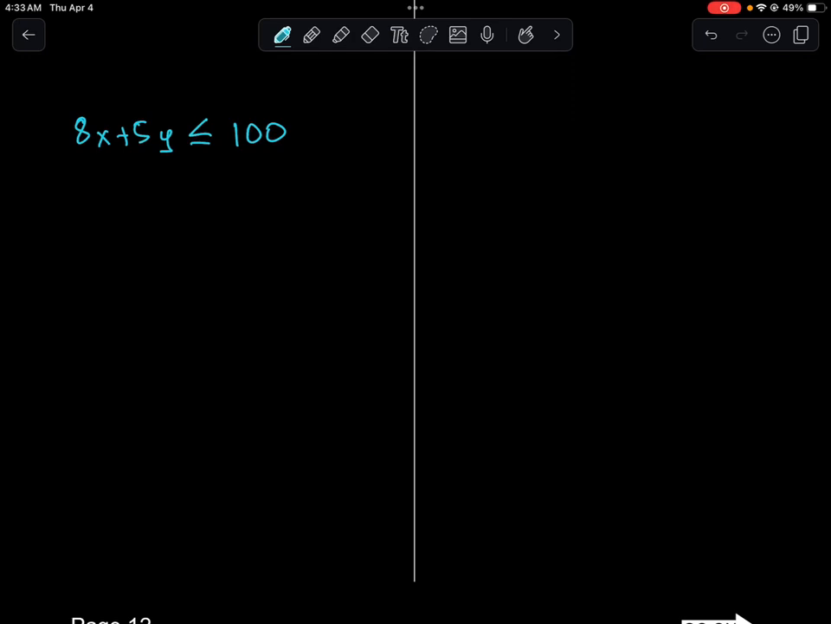How do I isolate the y? Same method. PEMDAS to the left, nothing to do. PEMDAS to the right, here nothing to do. Cross the bridge, the 8x needs to go. So negative 8x. When you subtract or add, the inequality remains the same. So the inequality here would be, let's put it on the side, 5y less than or equal to negative 8x plus 100. Okay. Now let's isolate the y. We would have to divide by 5.